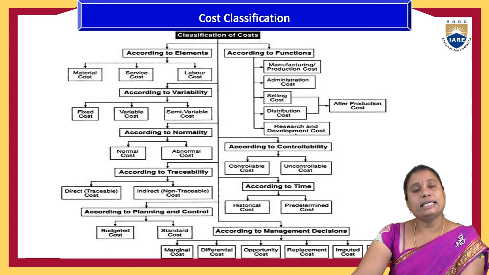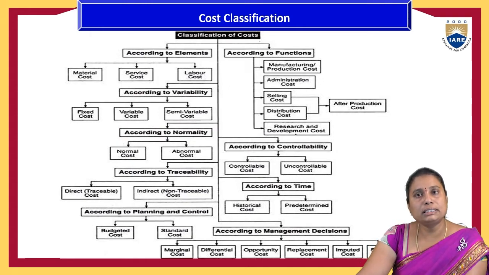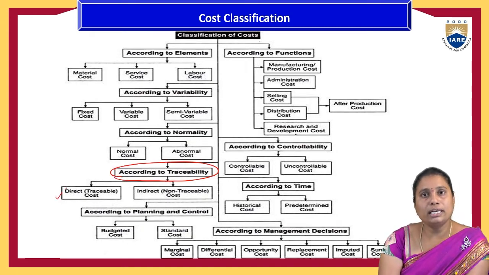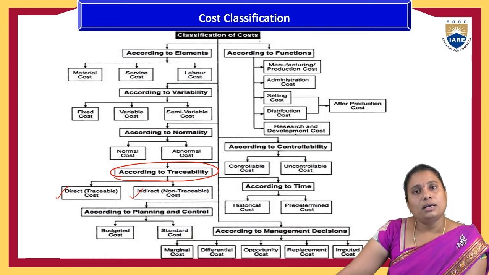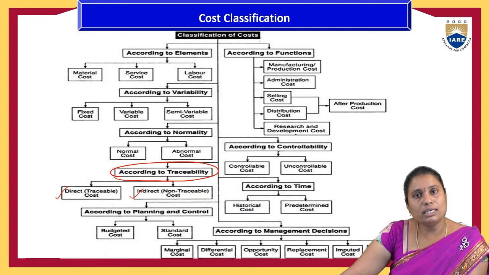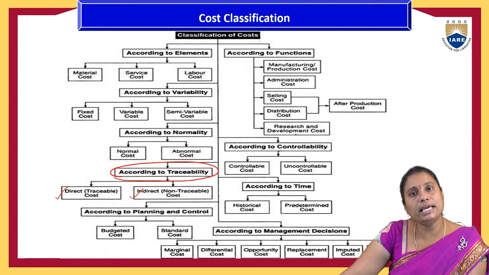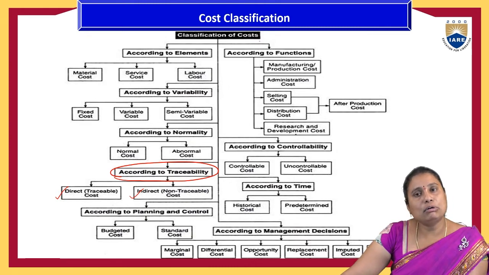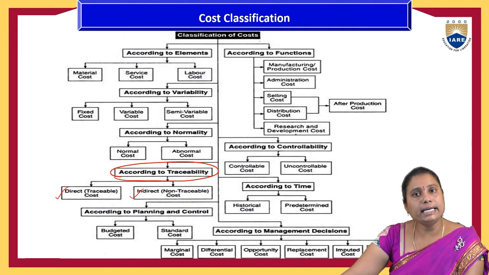Next classification of the cost is according to traceability, which is divided into two elements: direct cost as well as indirect cost. Directly, if the material involved in the production of a product can be easily identified, then it is called the direct cost, and it is assigned particularly to that product. Then if it is unable to trace that cost, then it will be called the indirect cost.